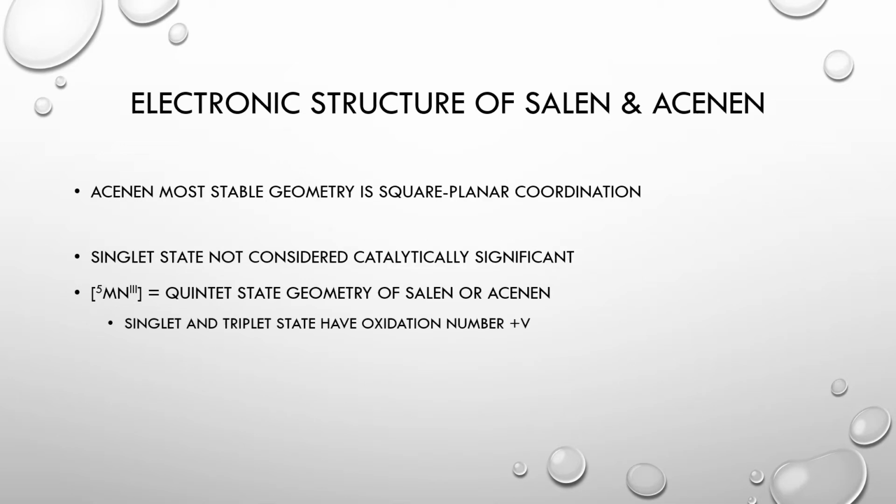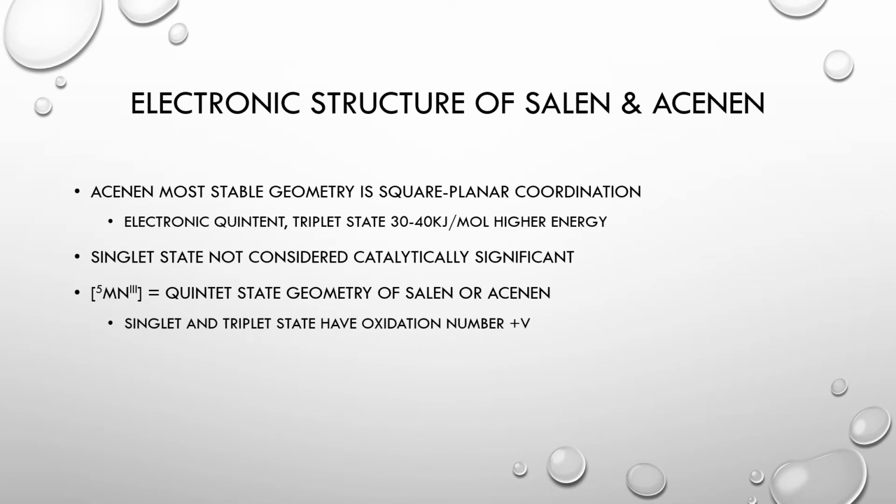In regards to the electronic structure of the manganese systems, salen and acen, the most stable geometry of acen is the square planar coordination. It's an electronic quintet where the less stable triplet state is 30 to 40 kilojoules per mole higher in energy. The singlet state is not considered to be catalytically significant, as the singlet state undergoes a distortion of the square planar coordination.